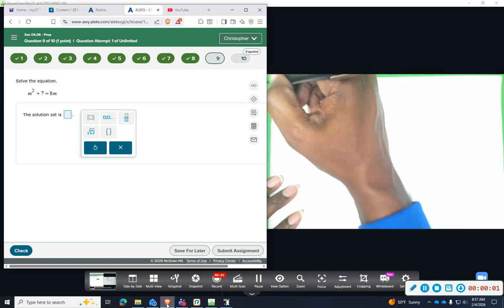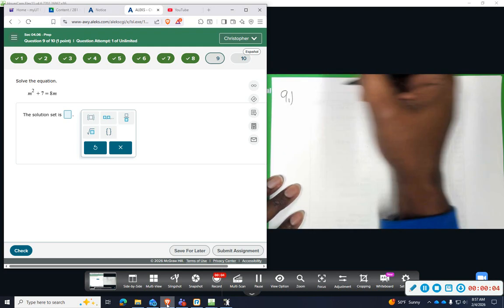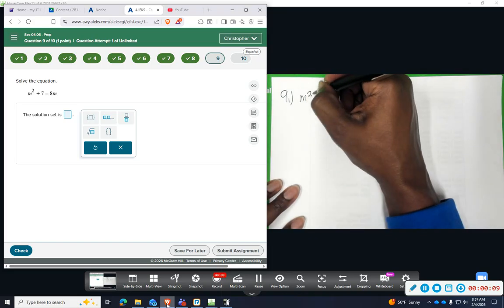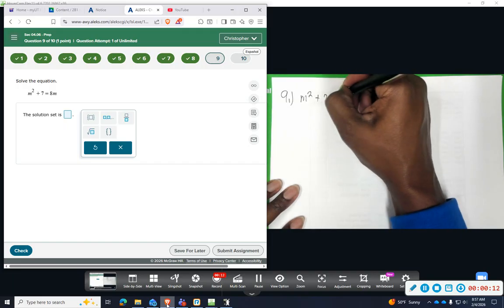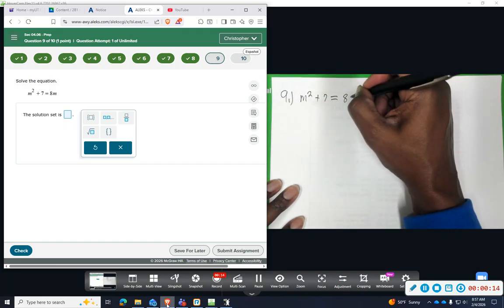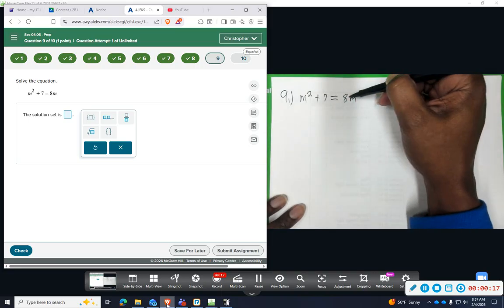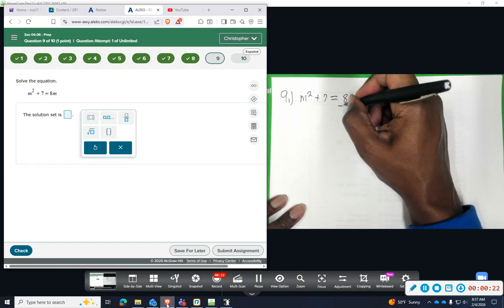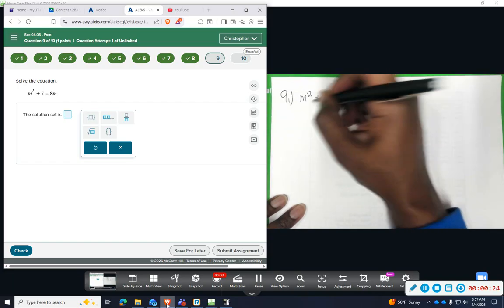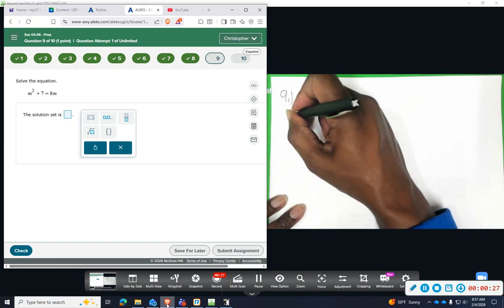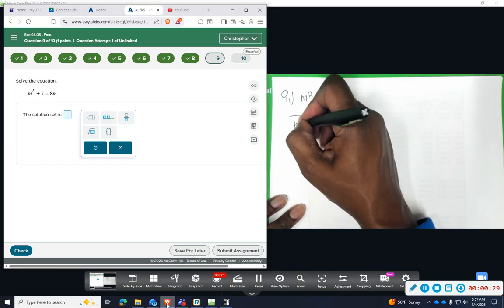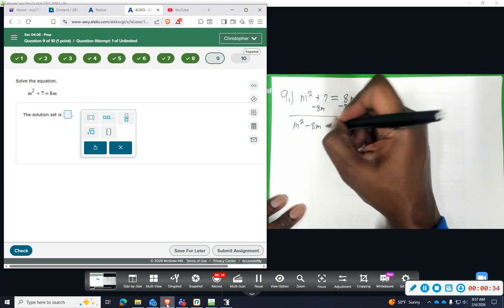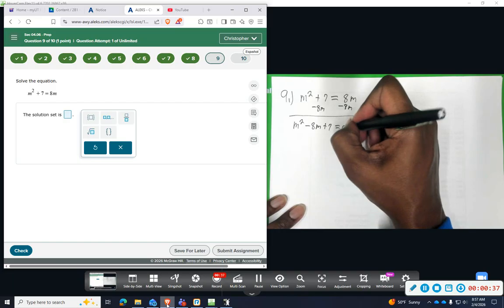All right, number 9. We're just going to solve this quadratic equation. We have m squared plus 7 equals 8m. We're going to set this equal to 0 by moving the 8m to the other side. That gives us m squared minus 8m plus 7 equals 0.